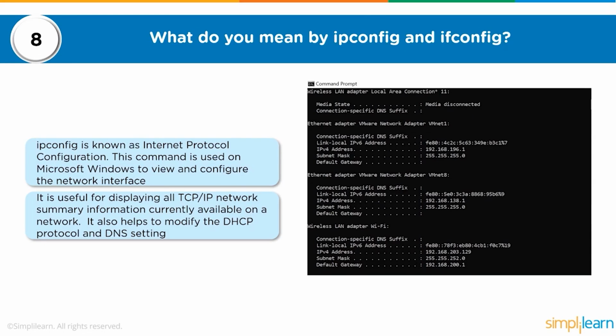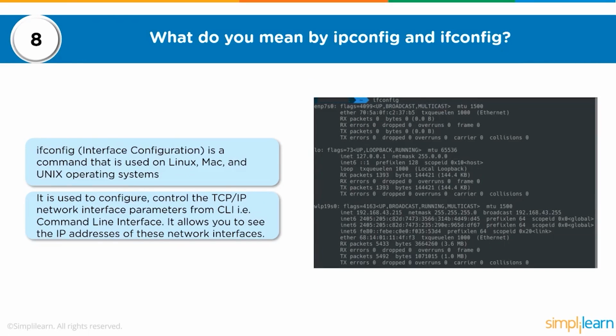So this is the configuration that allows the machine to know on what network it is on, what is the default gateway for communicating to the internet, what is the subnet mask, so how many computers may exist in that particular network, and what is the IP address of that specific computer so that it can communicate across the network as well. ifconfig is the same thing on a Linux, Mac, or Unix operating system. So the command will also give you the list of interfaces and the configuration of each and every interface. It is used to configure, control the TCP/IP network interface parameters from the command line interface.